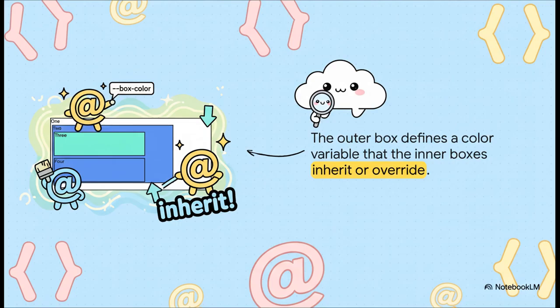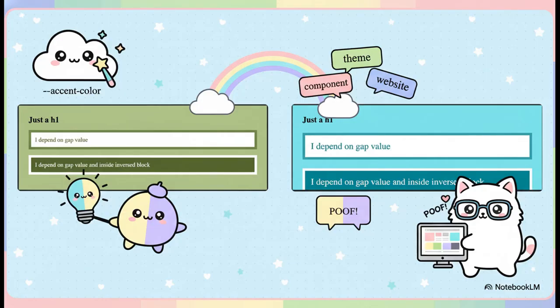So in this example, the outer box 2 sets a variable for the box color. The inner box 4 just inherits it. But box 3 decides, nope, I'm going to be different, and it overrides that variable with its own local value. This gives you this awesome mix of global consistency and local control. By changing a single variable, just like this, --accent-color, you can completely flip the theme of a component or an entire website. This is the exact mechanism behind modern light modes and dark modes, and it is incredibly efficient.